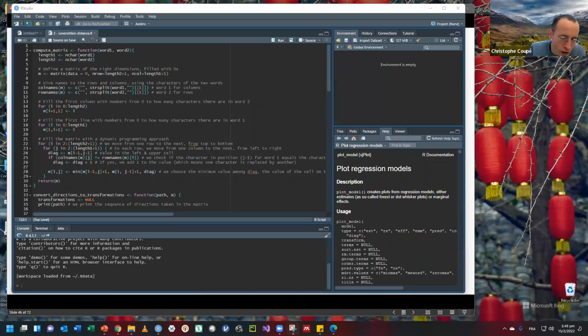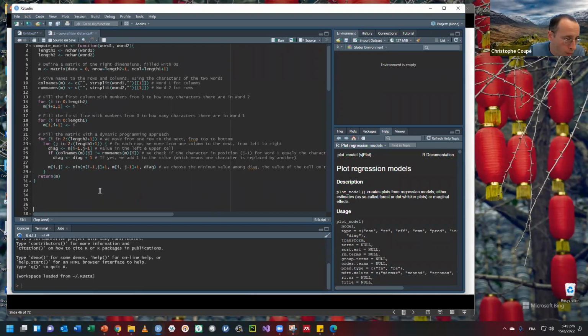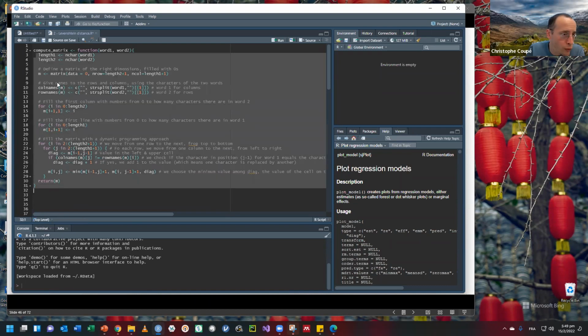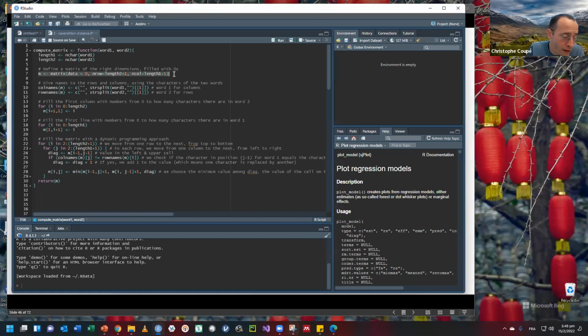So I wrote actually the code in R to do exactly what I've told you to do. So this is a small function. You see, it takes word 1 and word 2, and it's called compute matrix. And then you can see that it does exactly what I've told you to do. It first defines a matrix. It starts to fill the matrix, it gives the names of the columns and the names of the rows. They are according to the letters of the words. Then you start to fill the first row and the first column.